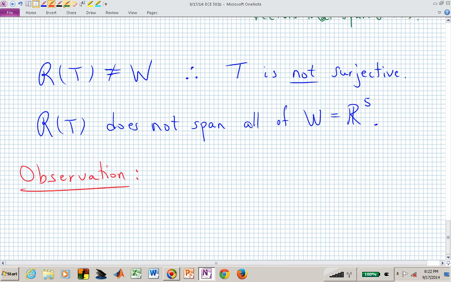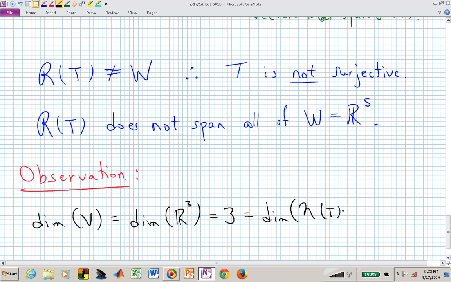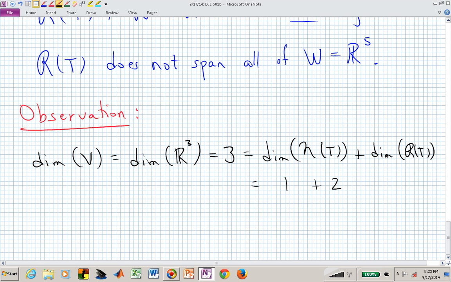The observation is that the dimension of V, which is the dimension of R3, is 3, and in this example, that was actually equal to the dimension of the null space of T plus the dimension of the range space of T, where this was equal to 1 plus 2. And is that a coincidence?